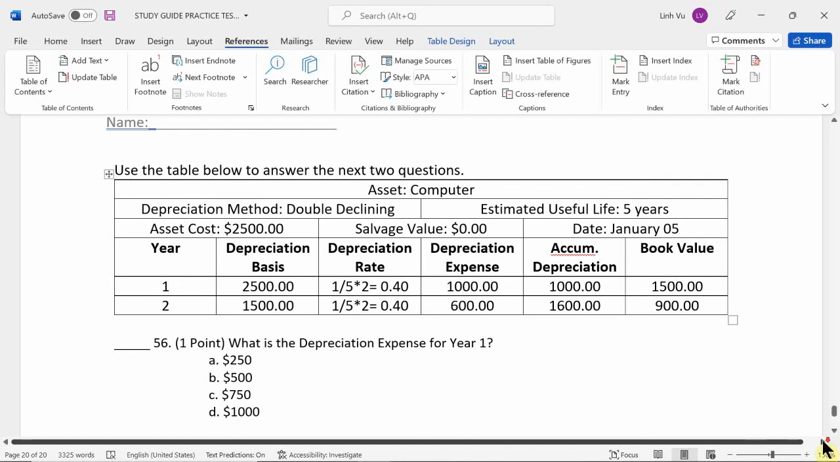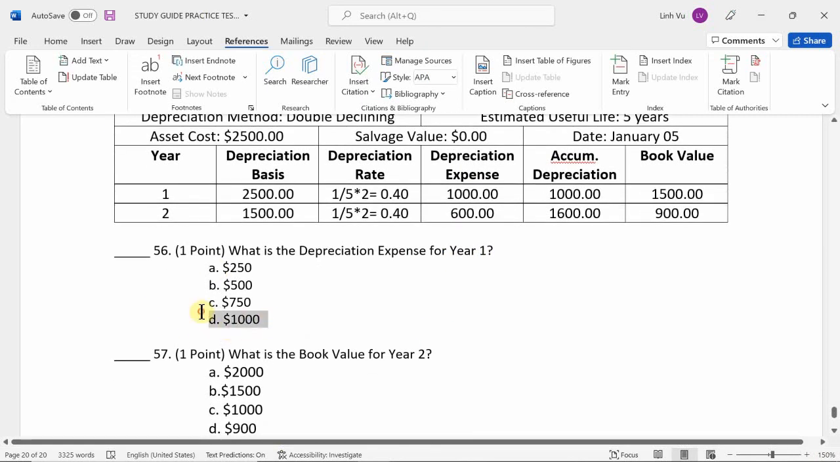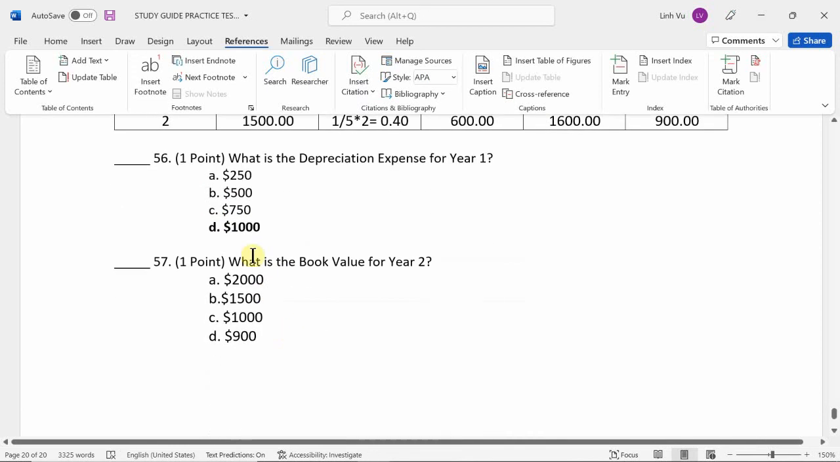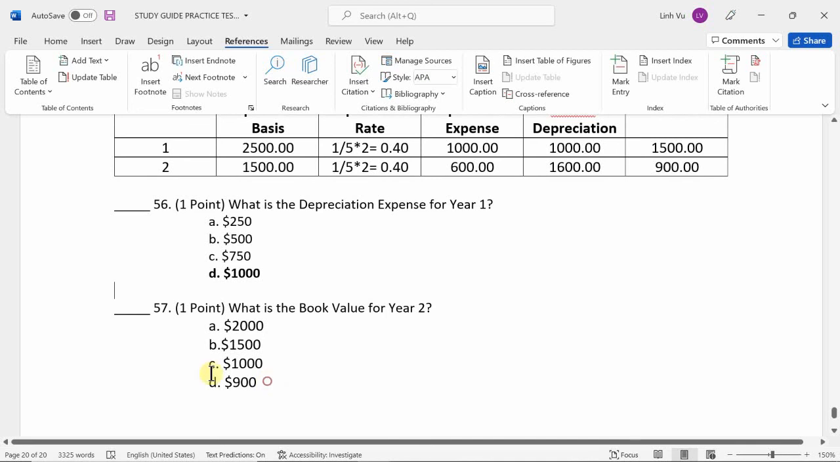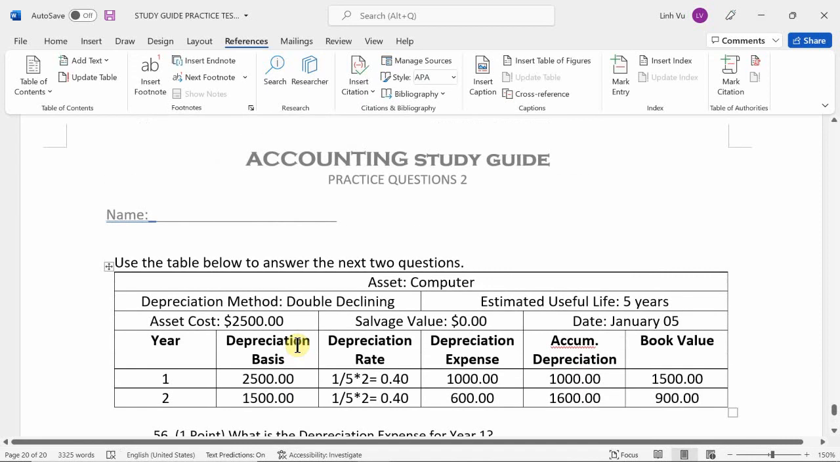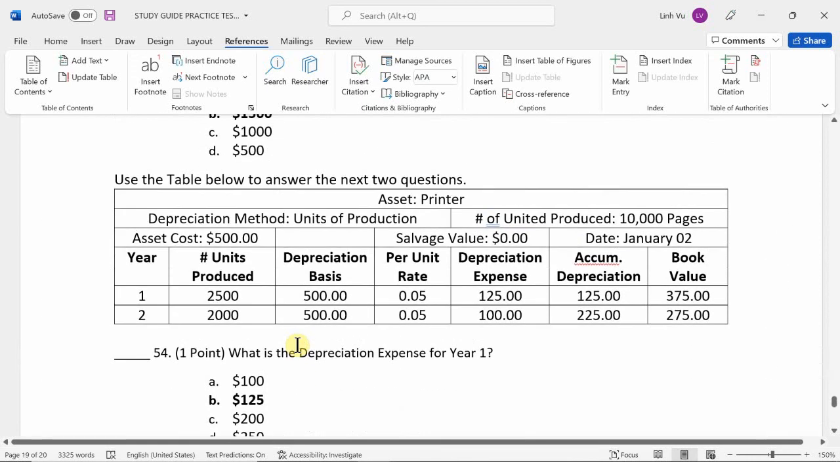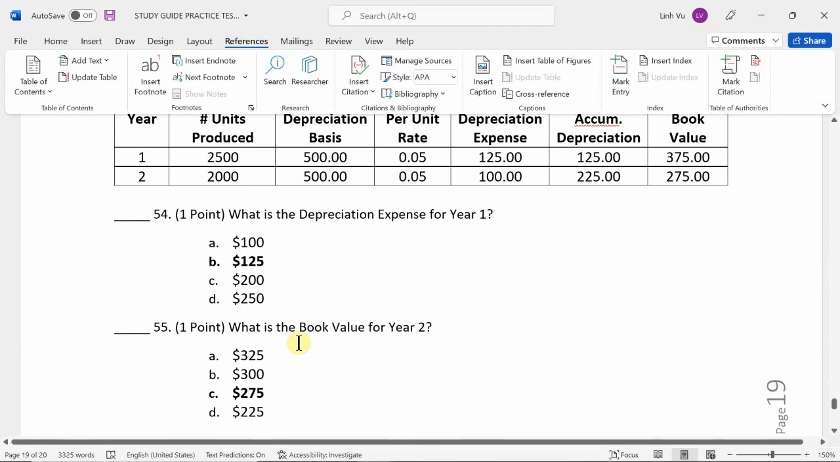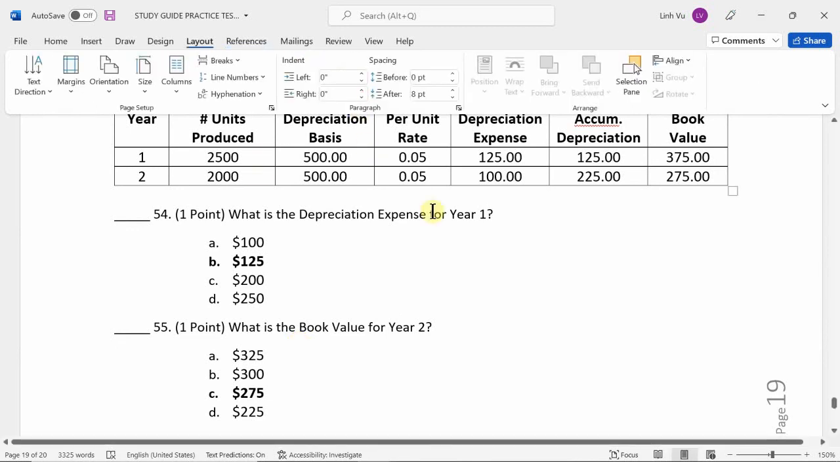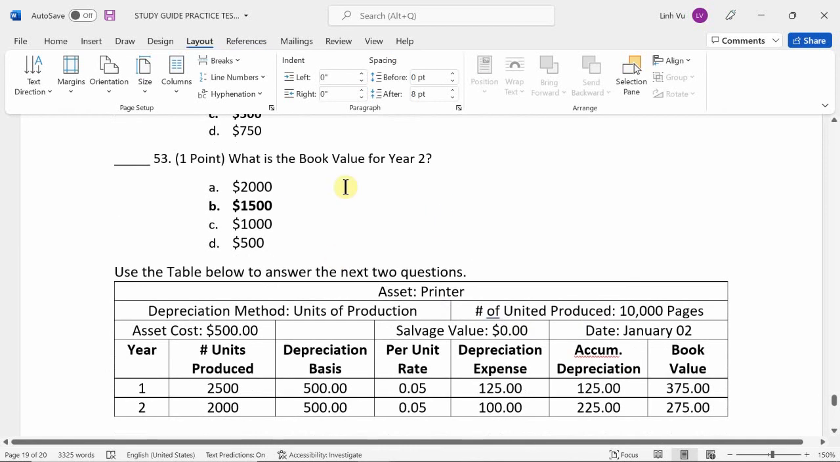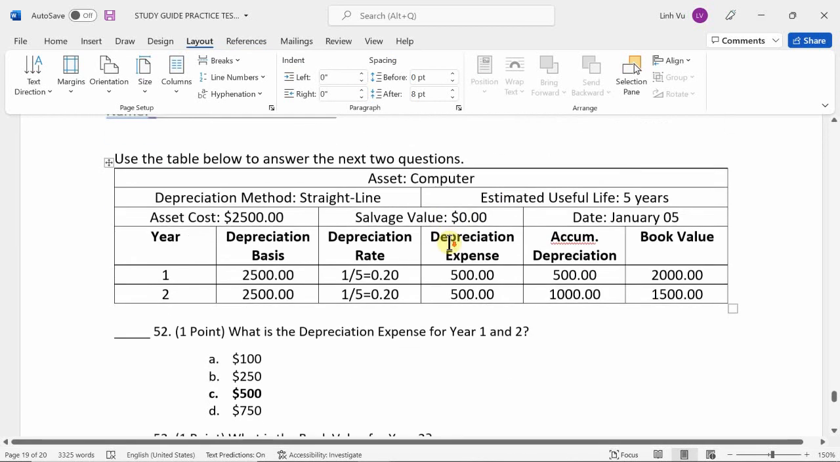So in this case, question 36 asks, okay, what is the depreciation expense for year 1? $1,000, okay? And what is the book value for year 2? 900, okay? So once again, you need to know the difference between the 3 methods. And I could ask you, what is the book value for year 1? What is the book value for year 2? What is the depreciation expense for year 1? Depreciation expense for year 2? I can ask you anything in regards to this table, for all 3 methods.